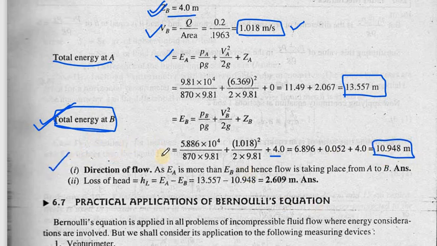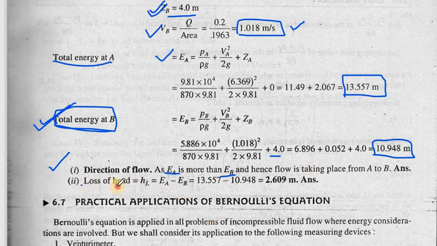So we need to calculate what? The direction of flow. So as EA is more than EB, as you can see that energy at the first point is more than energy at the second point. Hence the flow is taking place from A to B. So on whichever side the energy is more, we need to consider that the flow is happening from there only. Okay. So in this case, the energy is more at point A and the energy at point B is less. That indicates that the oil is flowing from where? From A to B. Okay.